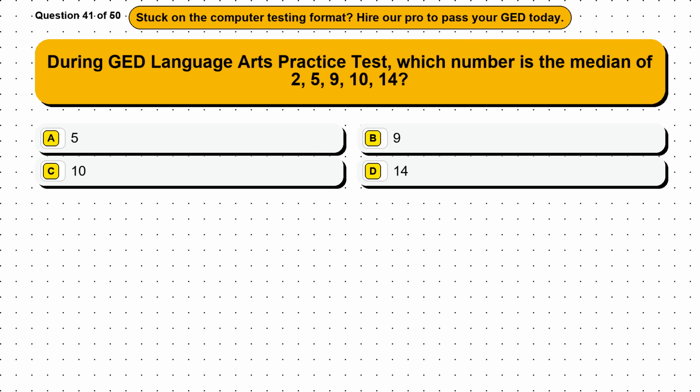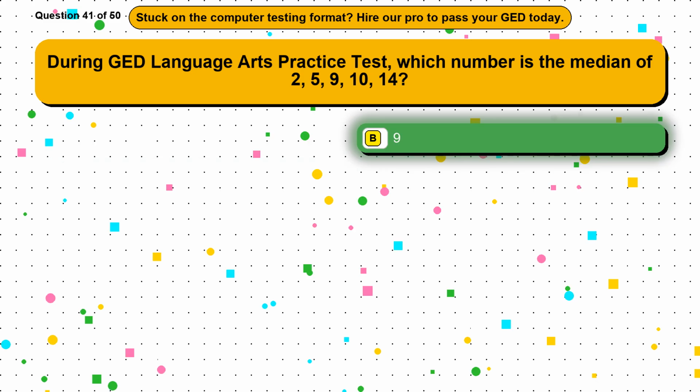Question 41. During GED language arts practice test, which number is the median of 2, 5, 9, 10, 14? Option A, 5. Option B, 9. Option C, 10. Option D, 14. The correct answer is option B.